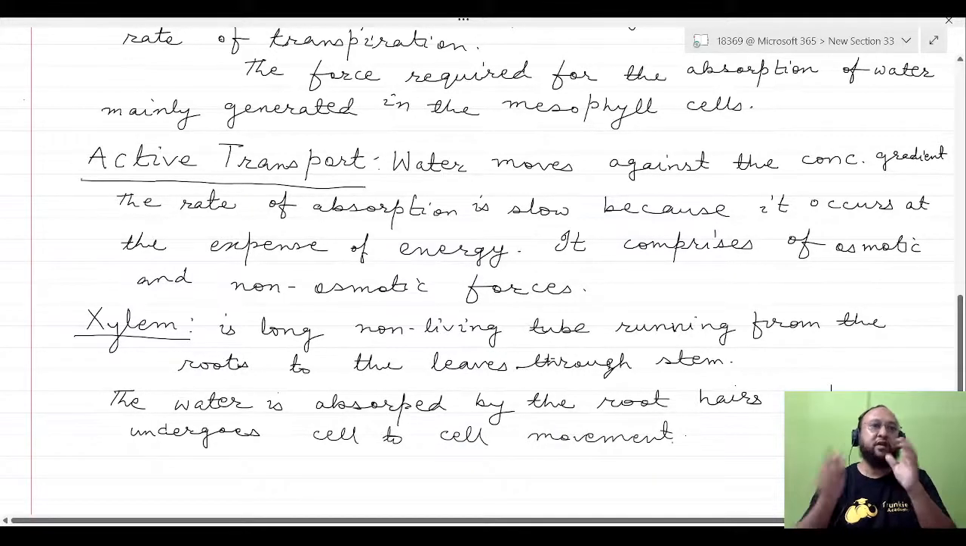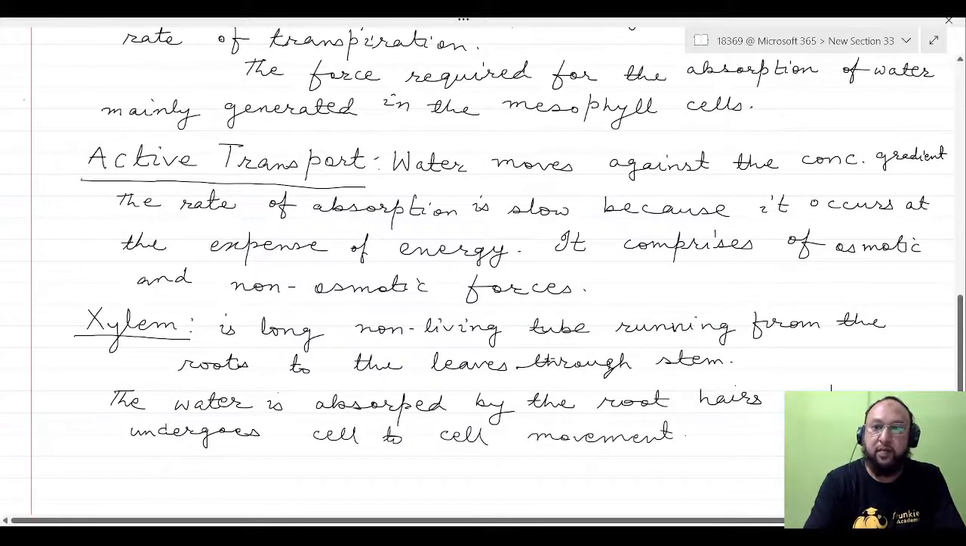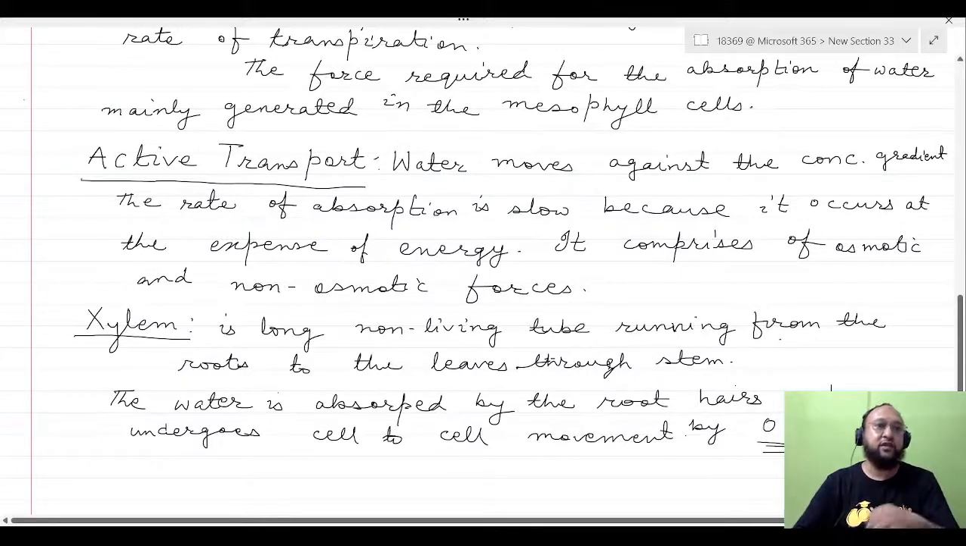This is the important point. It undergoes cell to cell movement by osmosis. This is the osmotic pressure. Osmosis is a very important process. This is the process by which plants are able to absorb water, by the process of osmosis.